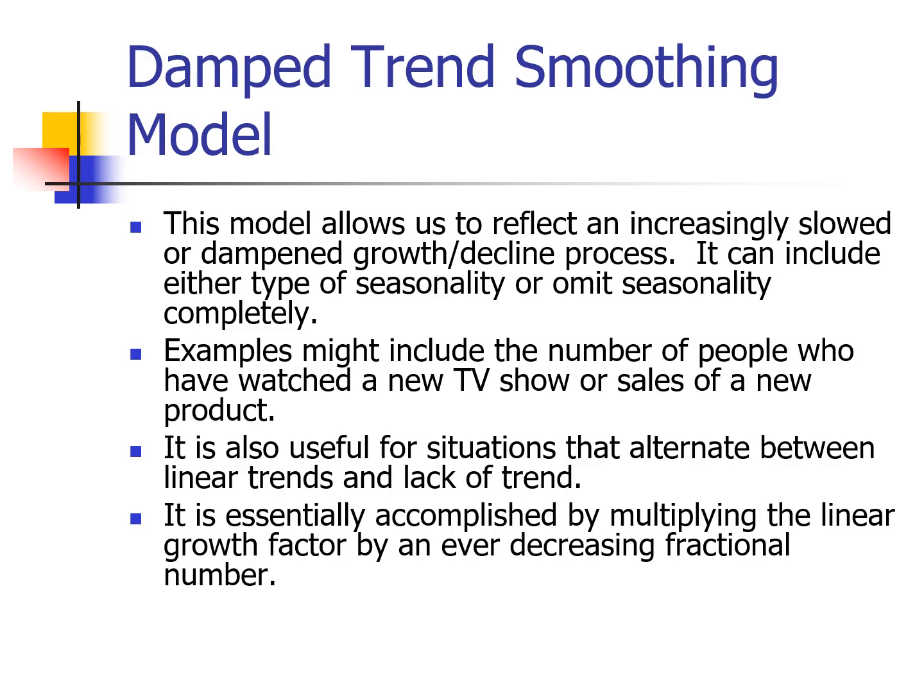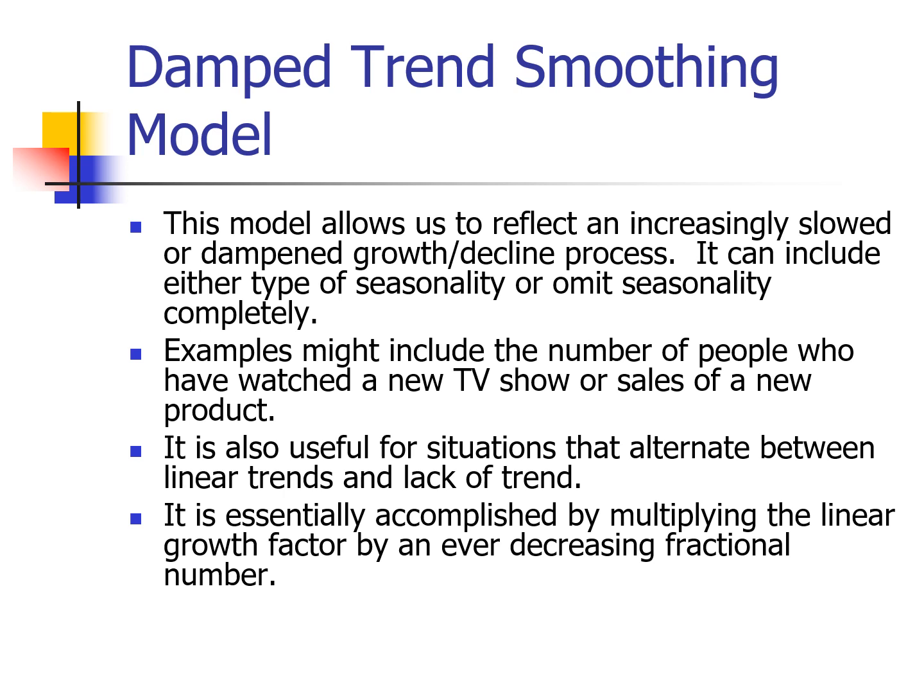And then finally, the fifth thing that we talked about, the damped trend smoothing model. This model allows us to reflect an increasingly slowed or dampened growth or decline process. We can also put seasonality on top of this if we wanted to, as we can combine it with some of those seasonal models. And these typically are more realistic. I would tend to use a damped trend smoothing model, maybe over a linear model, just because it's unrealistic that something's going to grow or shrink at the exact same rate into infinity.